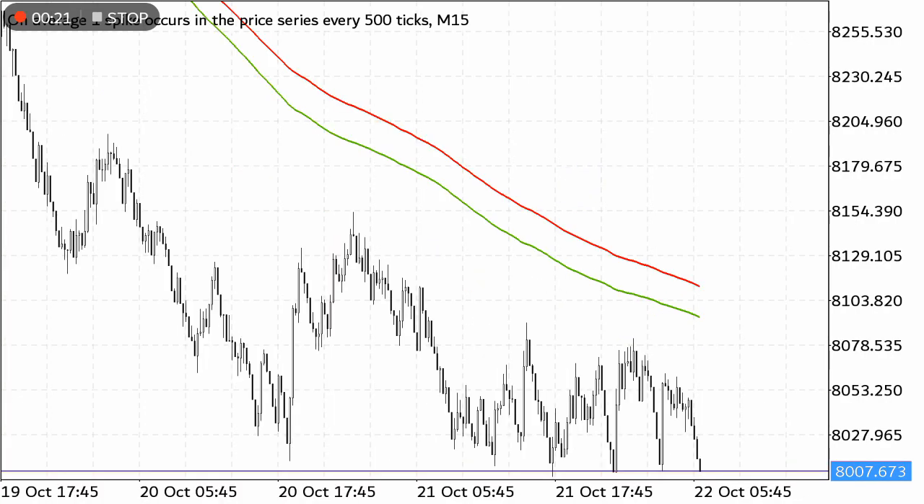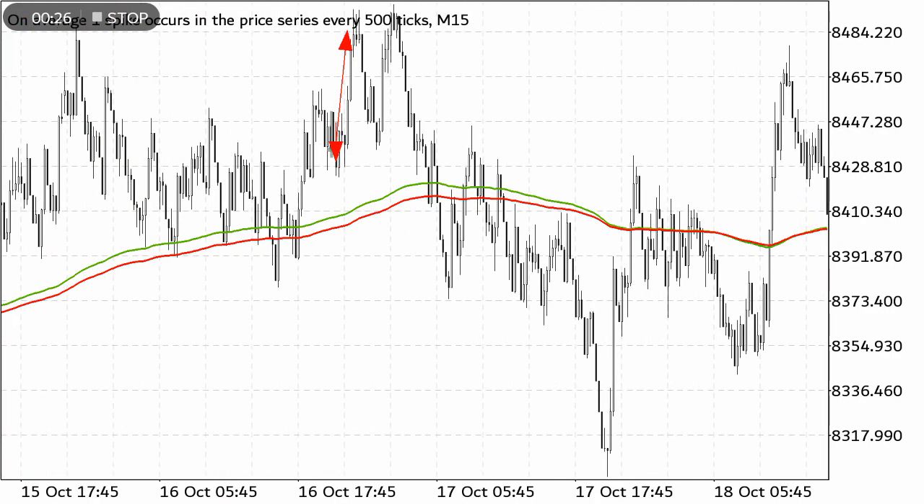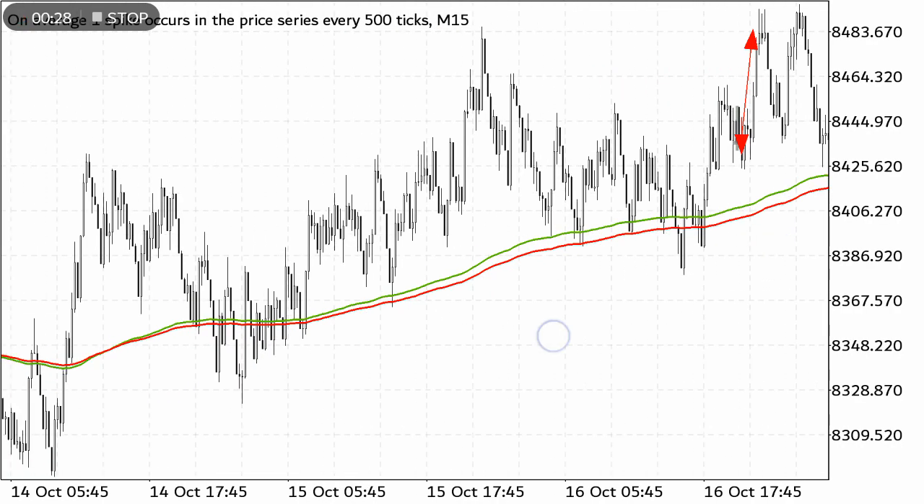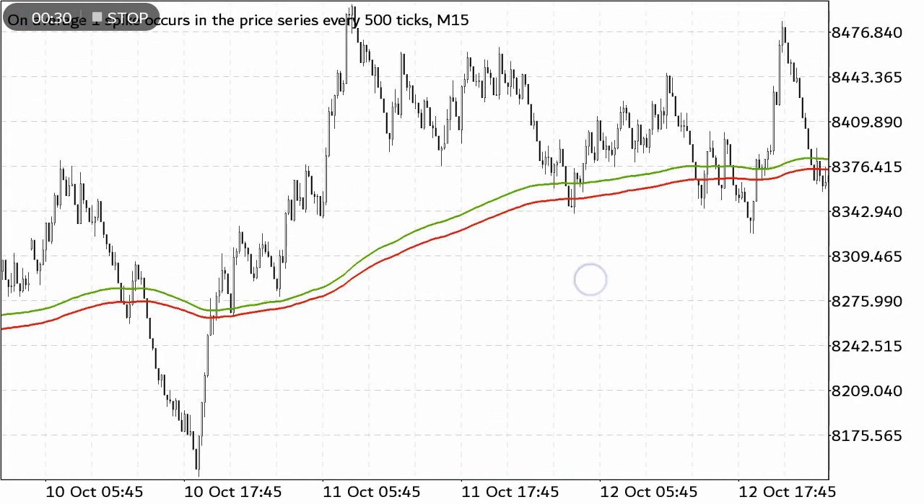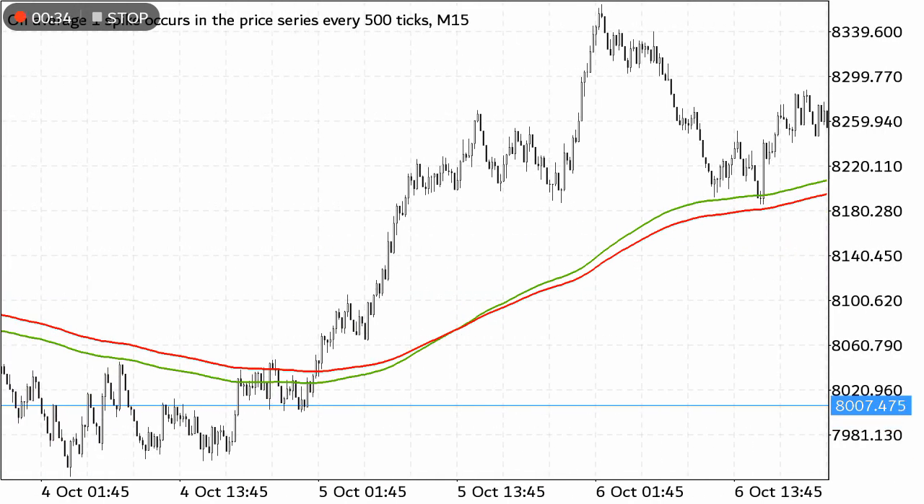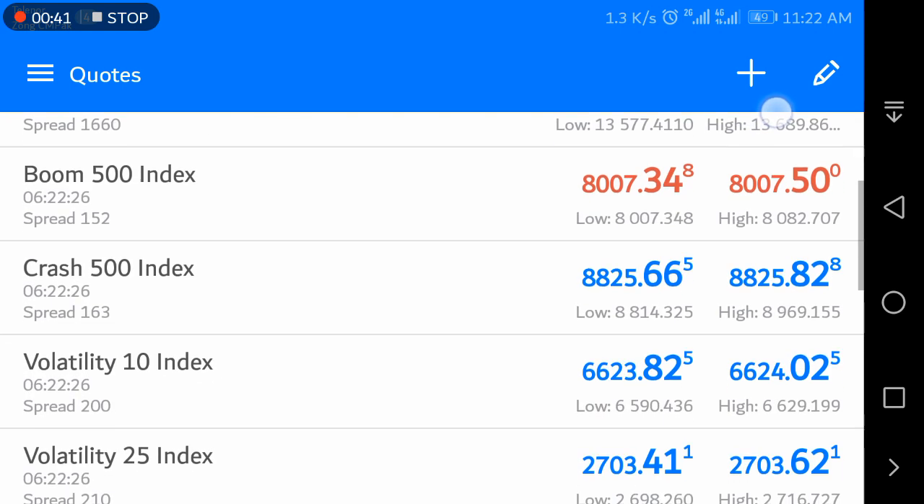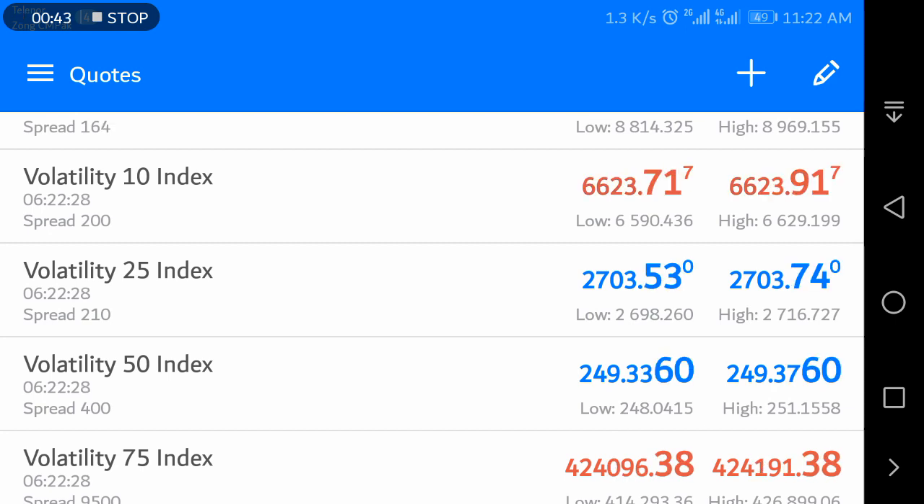If you want to do trend scalping and swing trading, it's really for you. You just need to understand the basic point of this strategy, how this moving average strategy is going to work for you. If you want to use other volatility indexes, look at this point: Boom 1000, Crash 1000, Boom 500, and Crash 500. If you want to trade other volatility indexes, you can use this strategy.